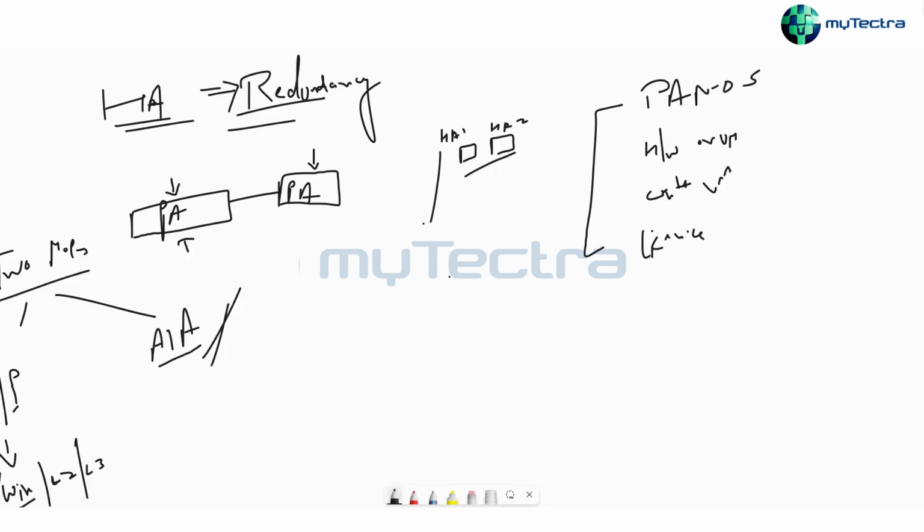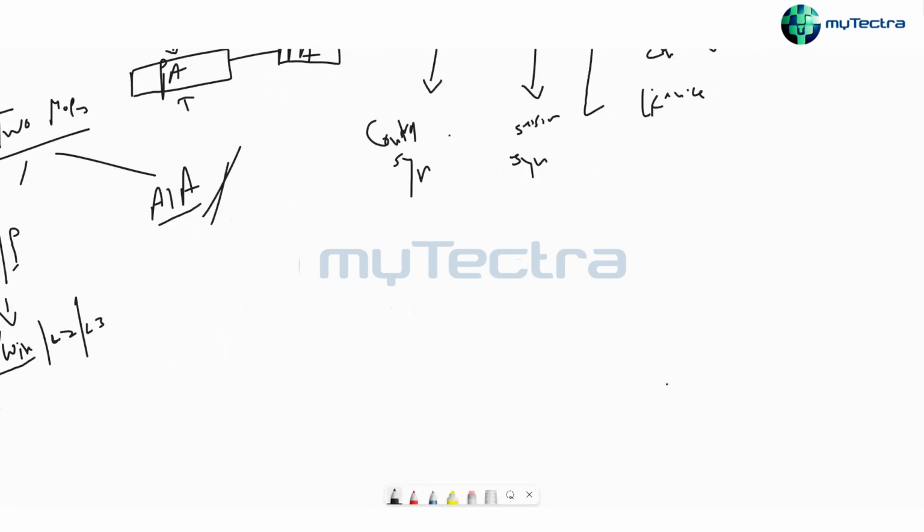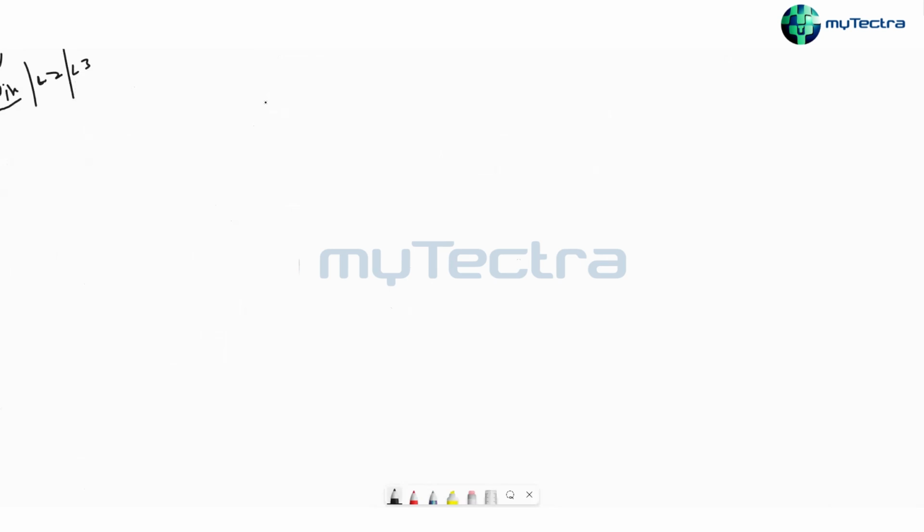HA1 is used for your control plane sync, and HA2 is for your session syncing, that is, your data plane syncing. The first one is always used for the control plane, and the second one is always used for data plane syncing. Okay, so let's talk about the HA1.